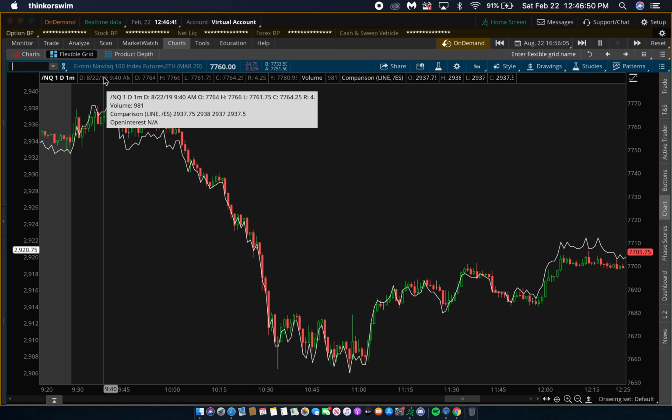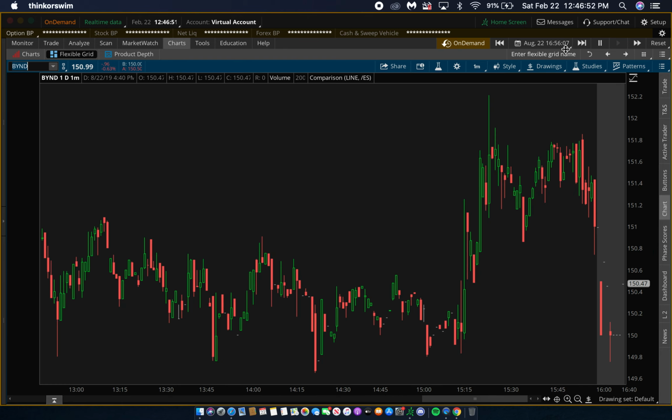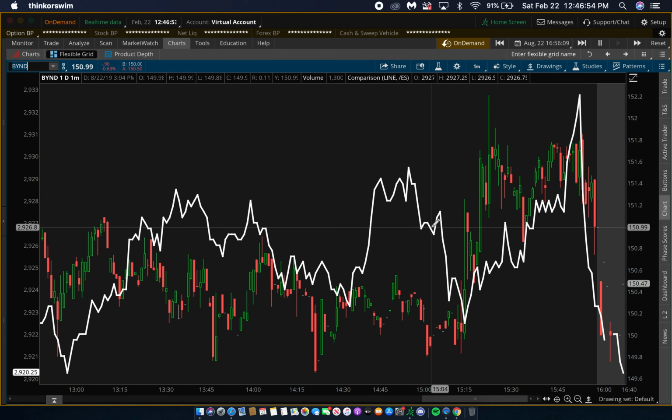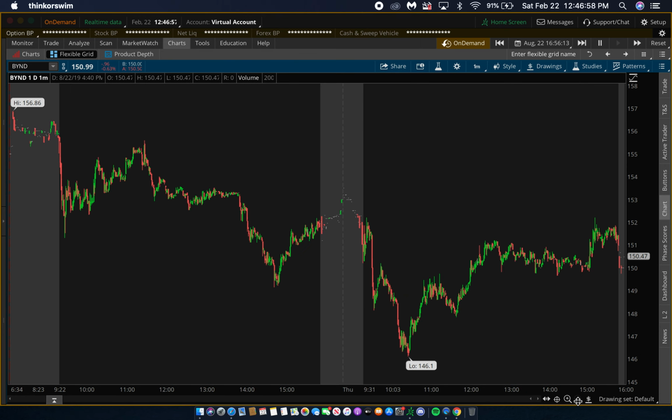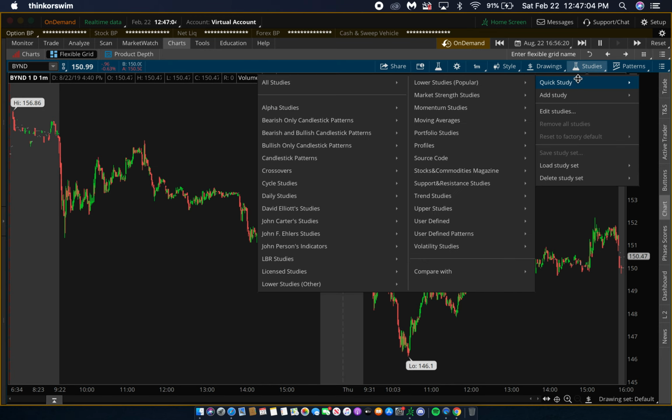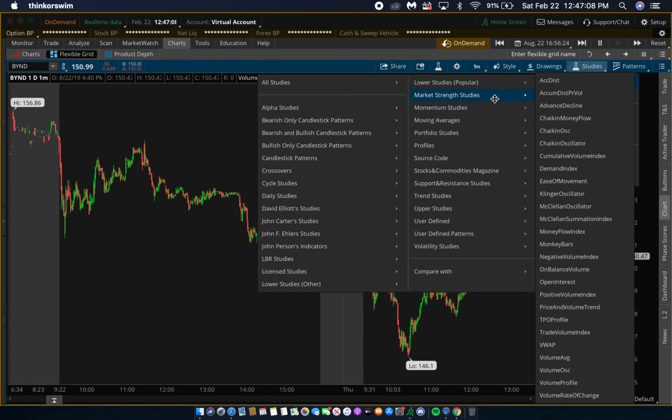Now we're going to go to the second indicator I like using, and like I said, this is normal on all different programs because I know a lot of institutions use this, and I know a lot of mutual funds and big money uses this. So we're going to go to quick study, we're going to go to add study, we're going to go to market strength studies, and all the way down we're going to have VWAP.